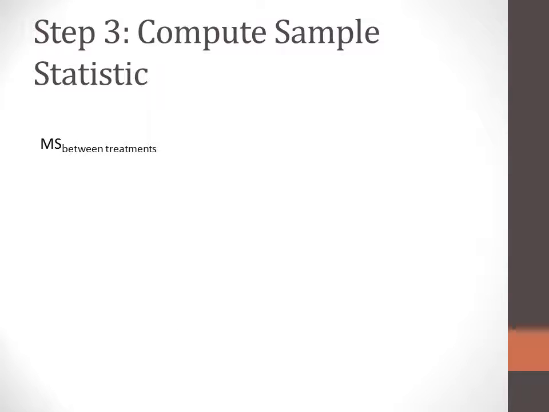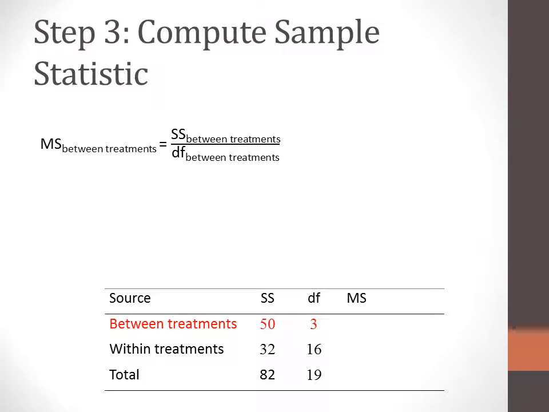So now let's go ahead and get our mean square between treatments, which is simply the sums of squares between treatments divided by the degrees of freedom between treatments. And so those are the values that we have here. So we can take 50 and divide it by 3. And so there we have 50 divided by 3 equals 16.67. And we can go ahead and place that number in the table.